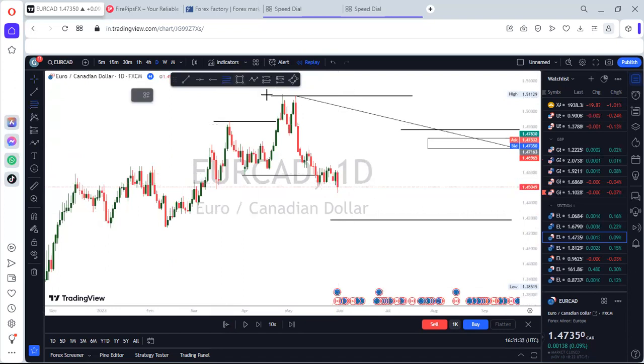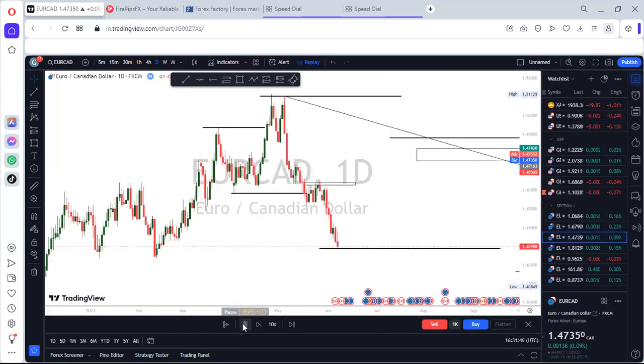Now I would like to plot my Fibonacci, but I will wait for the market to show me that it has started what? Reversing by what? Breaking this structure right here. If the market breaks this structure, I will pull out my what? Fib level. Now I'm showing you how to pull it out though.